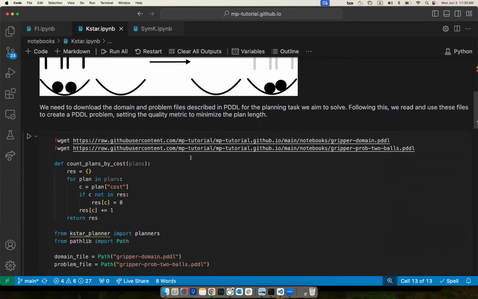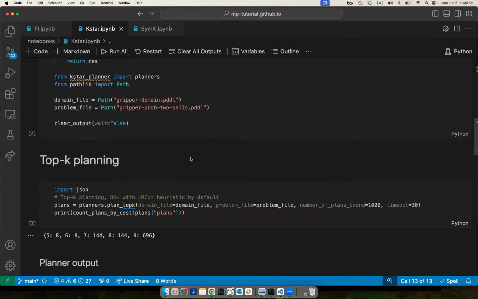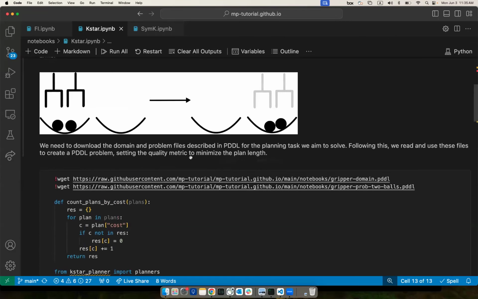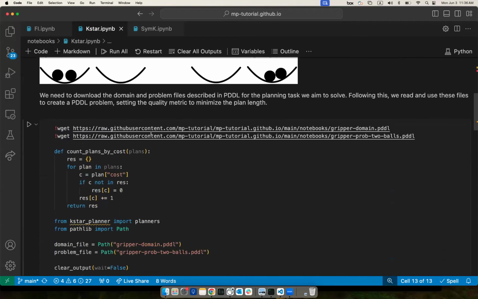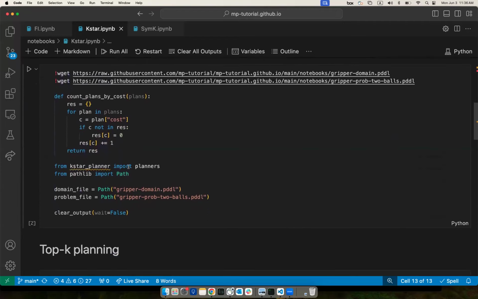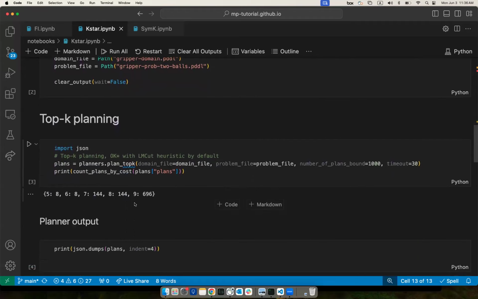So K-star is probably pretty similar, I guess, right? So yeah, you see it's everything more or less the same, just you install a different package. Here the K-star planner, and you import it. And then that's now top K planning, and we're requesting 10,000 plans, and you already see here that because of the problem, you get 696 plans with cost of 9, and probably you don't want to provide all of them to the user because it's just different versions of it.